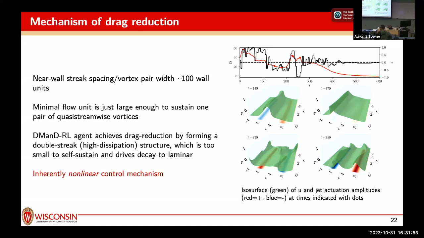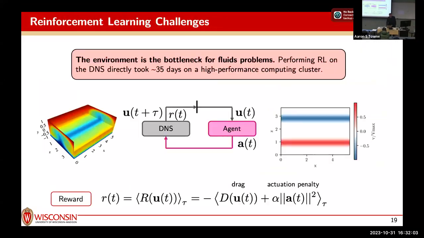I have a question about the size of the DNS simulation. If I read it properly, it was around 32 by 35 by 32. Kind of seems small, right? You've got to remember, this is one pair of vortices. Okay. So minimal flow unit. So there's not a cascade here.